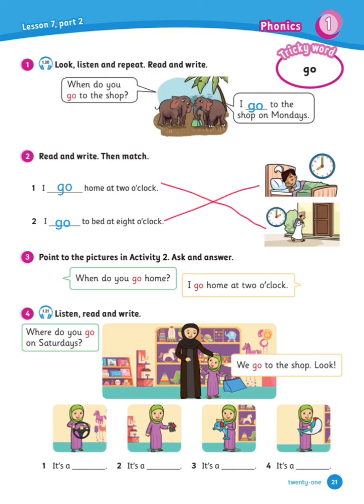Exercise number 4. Listen, read and write. Listen carefully and fill in the blank with the correct word. Where do you go on Saturdays? We go to the shop. Look, it's a wheel. It's a phone. It's a dolphin. It's a whale. Now, check your answers.